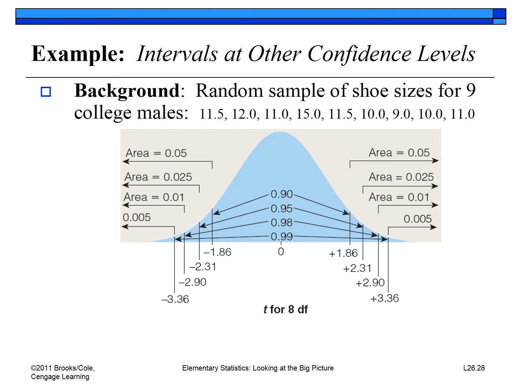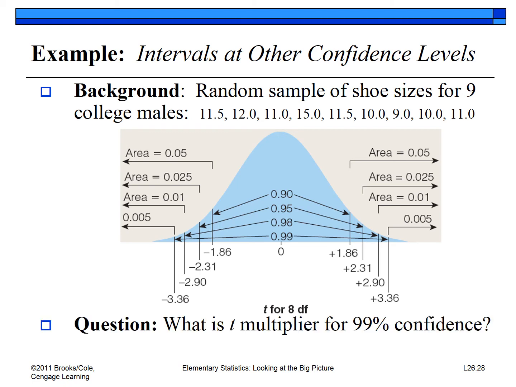So remember our random sample of 9 shoe sizes. What t multiplier will we use for 99% confidence? Well, we find 99 on the table. It's right here under our distribution. We find the corresponding t value and we see it's 3.36. You can also read that off your table, or you can use your calculator to compute the confidence interval or the multiplier.